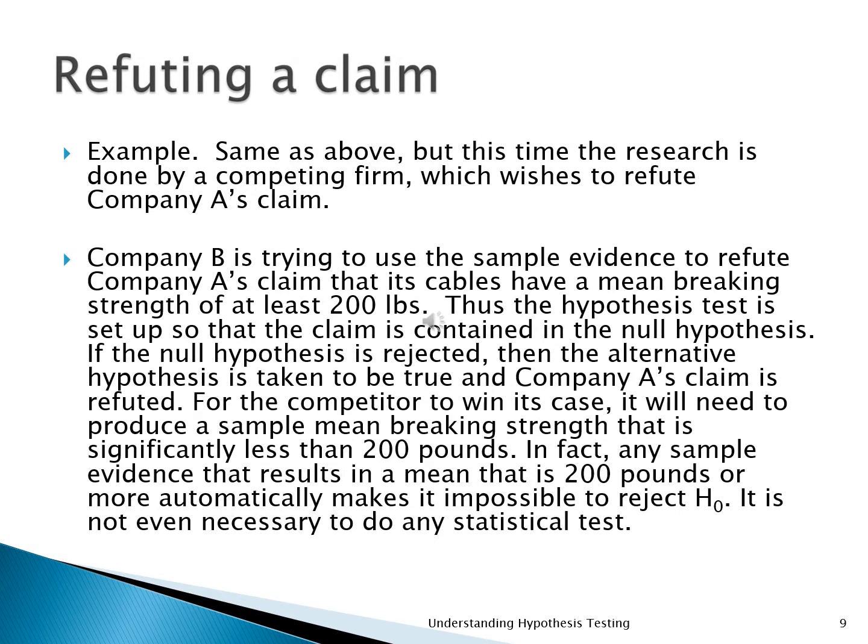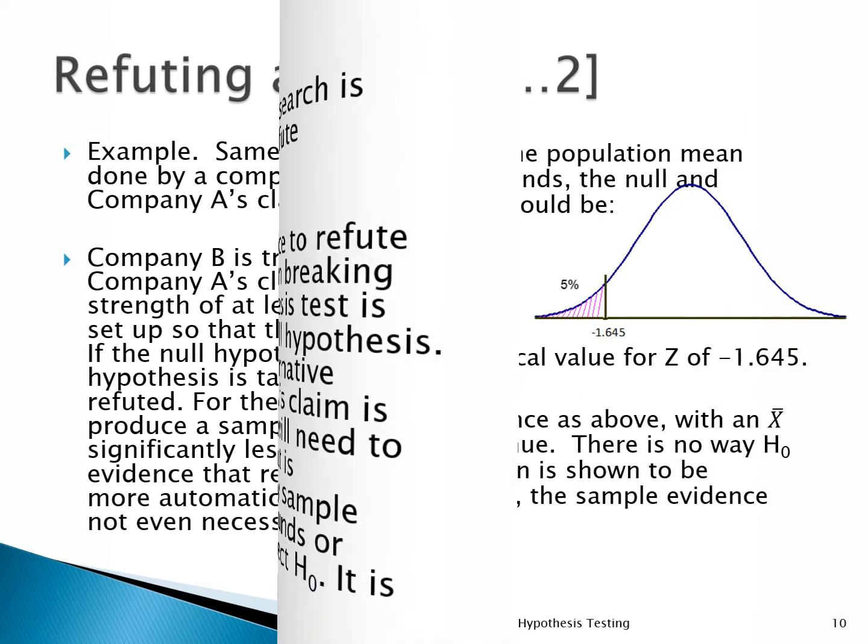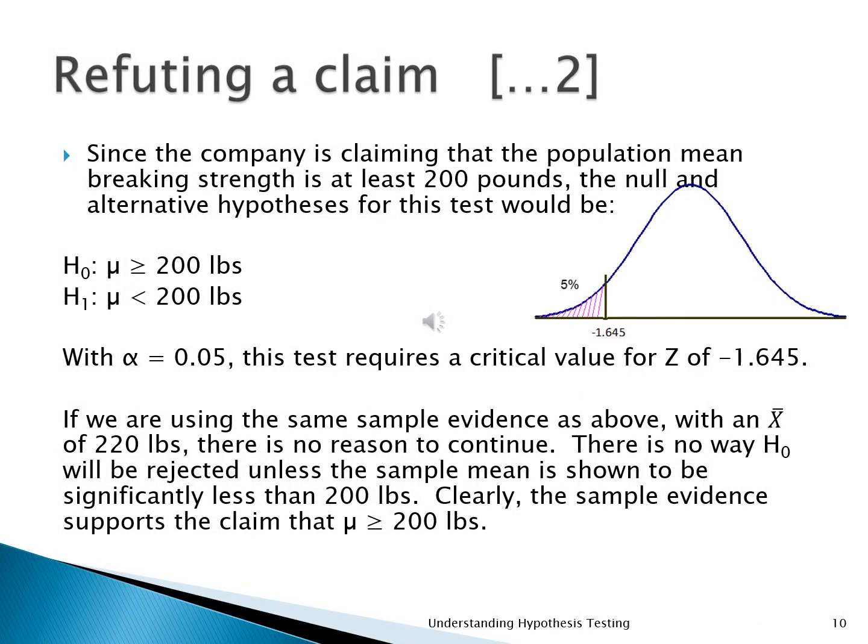Now, when somebody wants to refute a claim made by a company, let's say it's the competition or government, they're going to put the claim in the H0. H0 becomes the claim. They're going to collect the sample evidence trying to refute your claim. But H0 is the company's claim, and the competition is hoping to refute it. The competition is trying to refute the claim of this cable company.